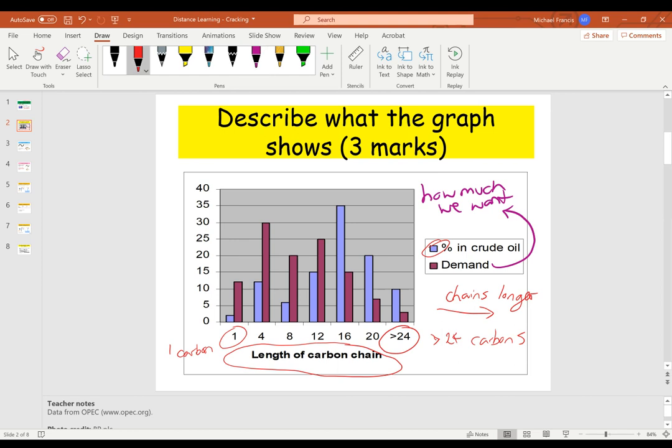You can ignore this part at the top where it says 3 marks. That's the way I would have done it if we were discussing this in a lesson, but obviously we are distance learning at the moment. Pause the video now and do those 2 conclusions.